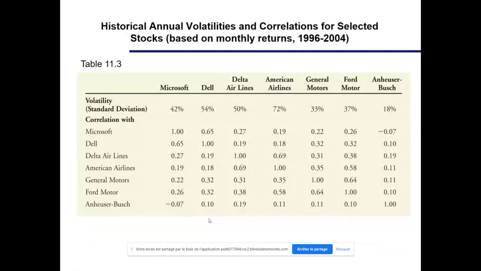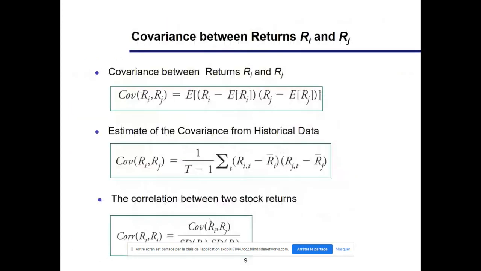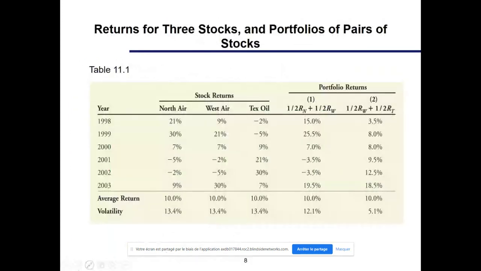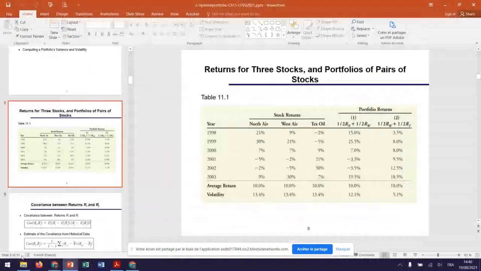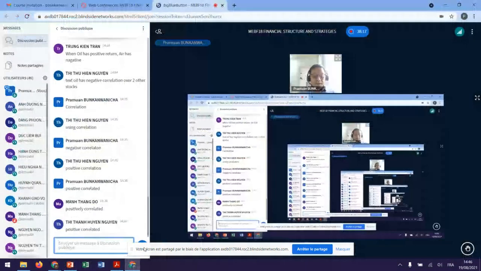Any question? Now you can observe something which is called diversification benefits. Any question? So far, so good?